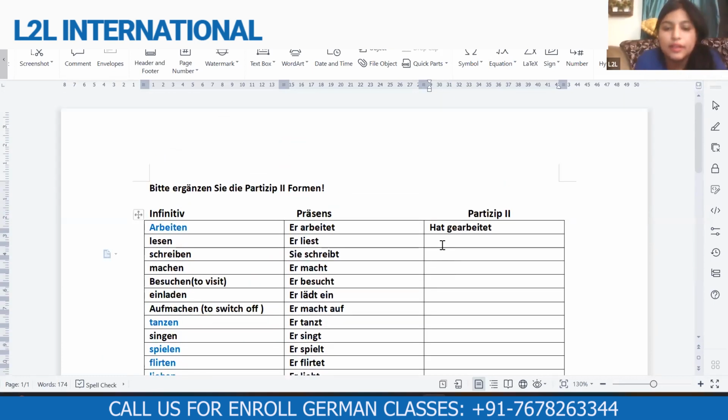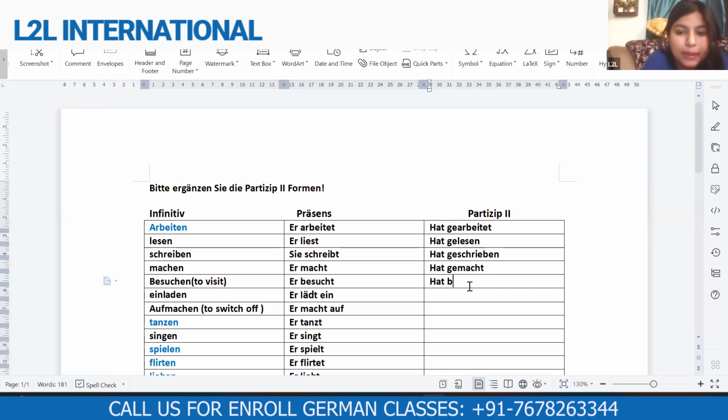Lesen is an irregular verb, so it is hat gelesen. Schreiben is again an irregular verb, so hat geschrieben. The spelling changes. Remember, schreiben and geschrieben. So the vowel changes. Whenever you write or learn it, please remember. Machen is hat gemacht. We did that already. Besuchen is hat besucht. No ge, only besucht. Einladen is hat eingeladen.